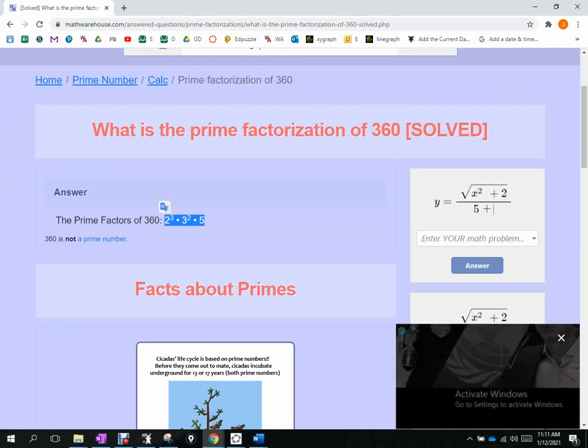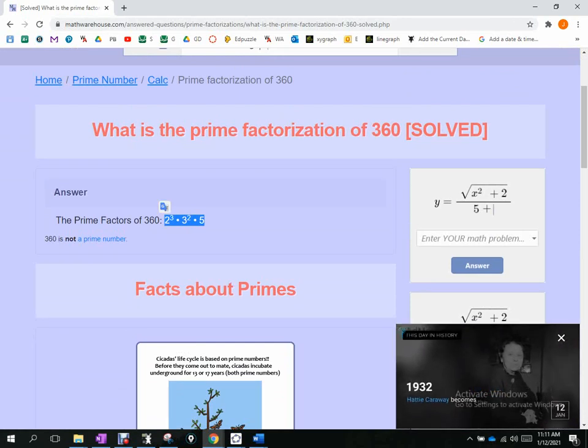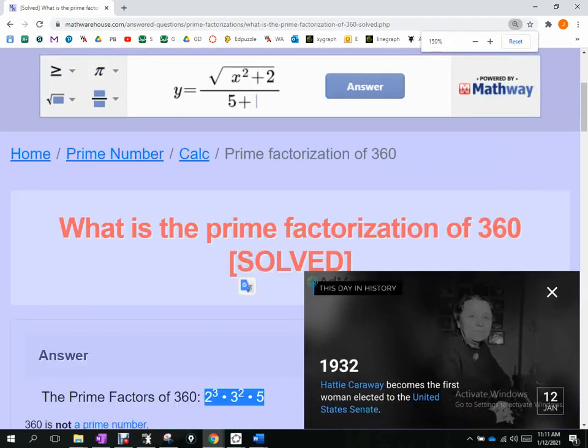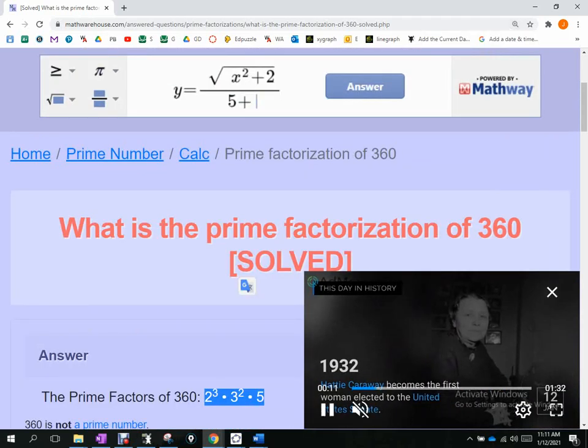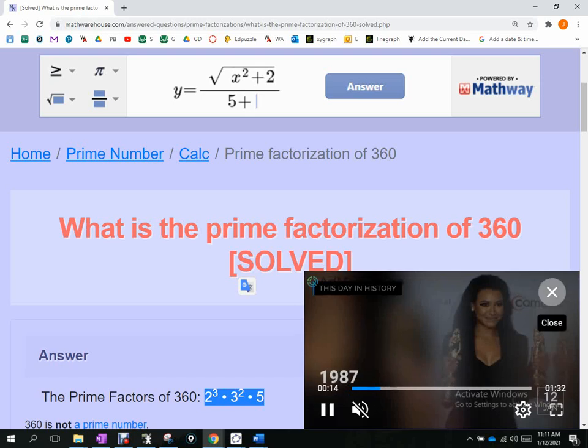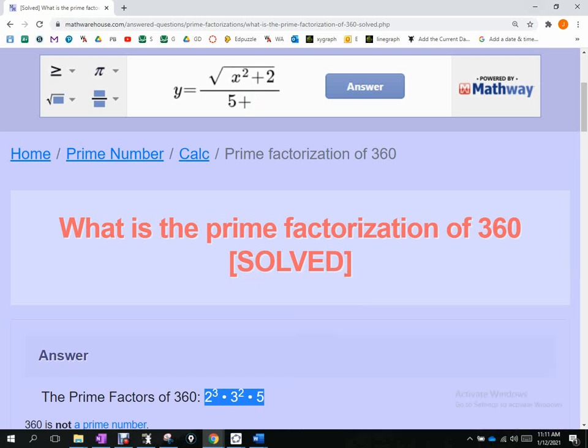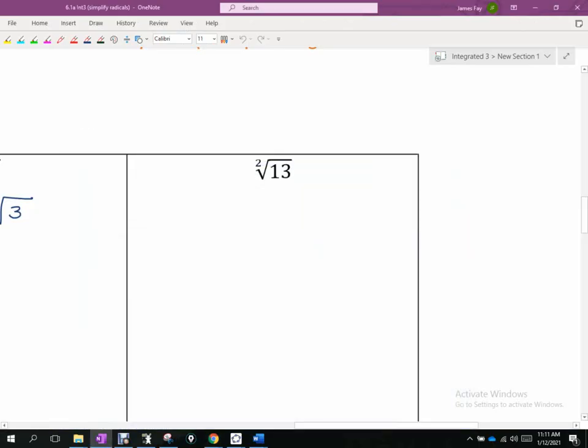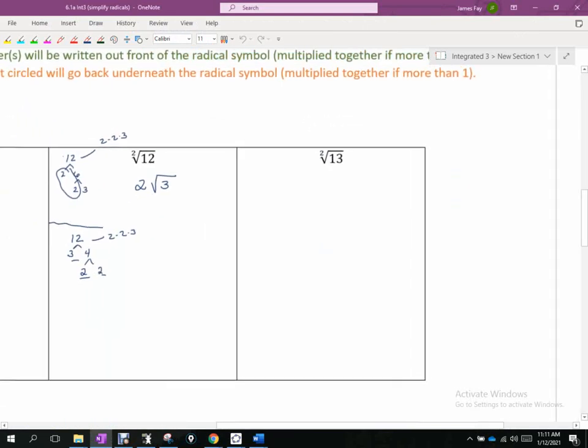So 2 to the third is 2 times 2 times 2. 3 squared is 3 times 3. You see those there. So if you struggle, if they're really large numbers and you struggle with making sure that your factor tree is correct, you can do a quick Google search.